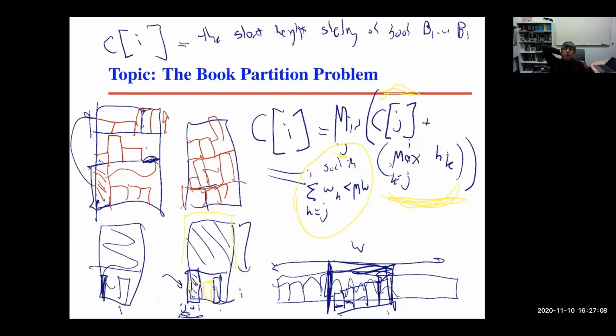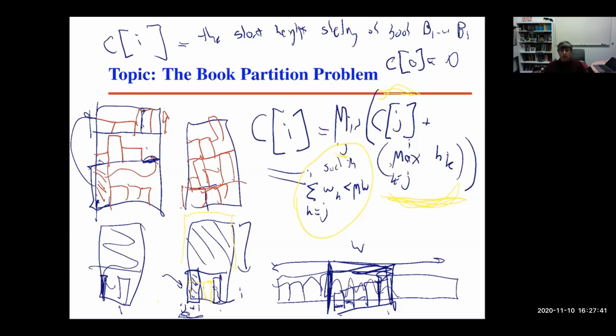Can anybody come up with any basis case? Any basis case? What is C of 0? If I wanted the shortest bookcase when I have no books on it, what would that height be? I claim 0. Okay, any questions about it?